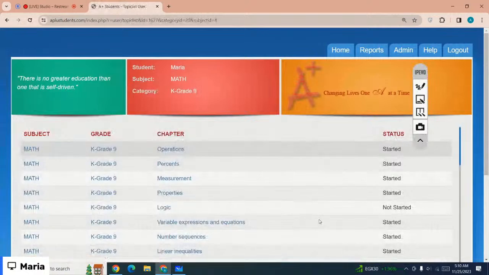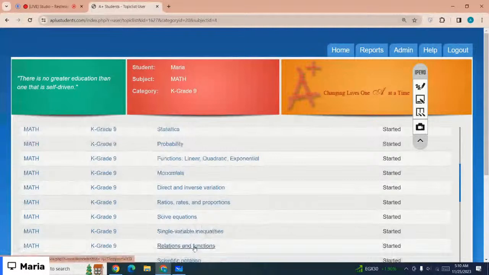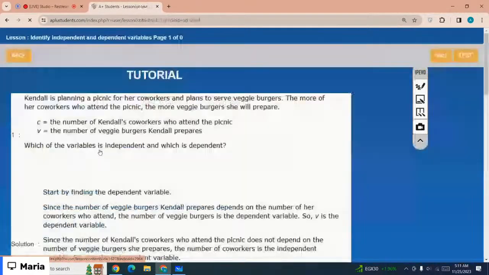Okay, so grade 9 math, the chapter is functions and relations. Identify independent and dependent variables, right? So let's start with the lesson. Let's start with an example.